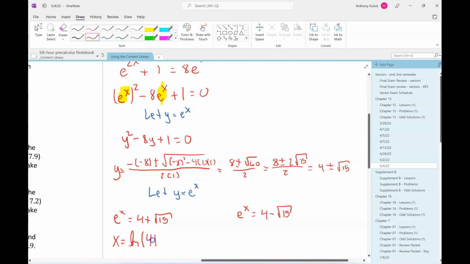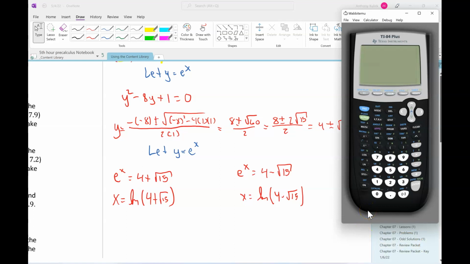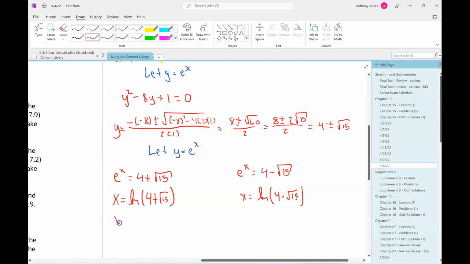If you'd written log base e, though, that's okay. That means the same thing. And if you had typed log base e into your calculator, that's the same thing as doing the natural log. So if you forgot that, it would not be the end of the world. You'd still get the correct answer. So I got 206 as one answer and negative 206 as the other answer.